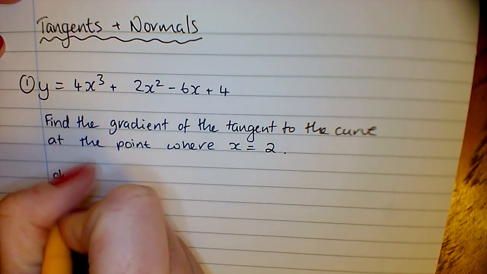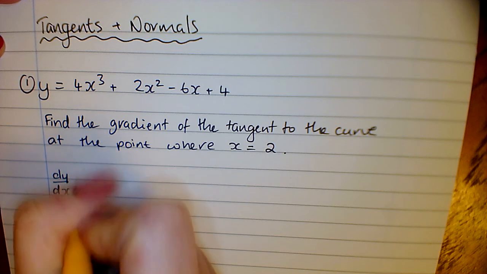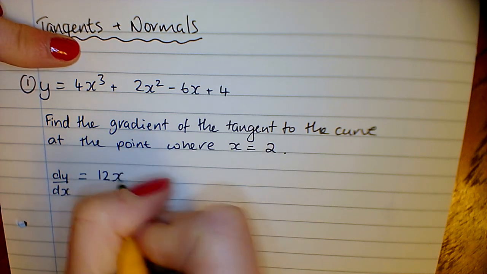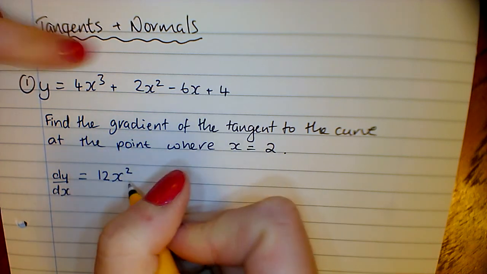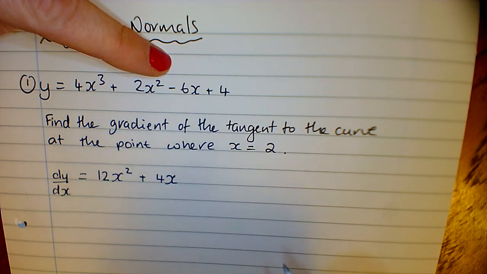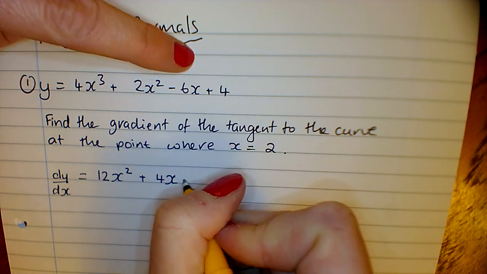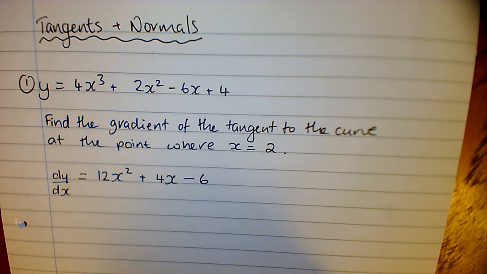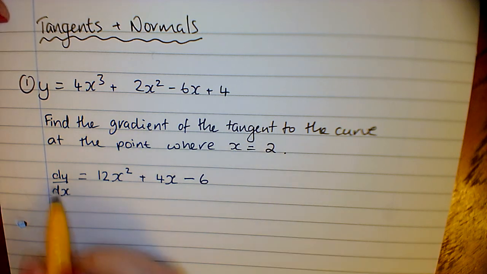So we want to differentiate. So 3 4s are 12. Take 1 away. 2 2s are 4. Take 1 away from the power. Minus 6x becomes minus 6. And 4 goes to 0. So that's dy by dx.